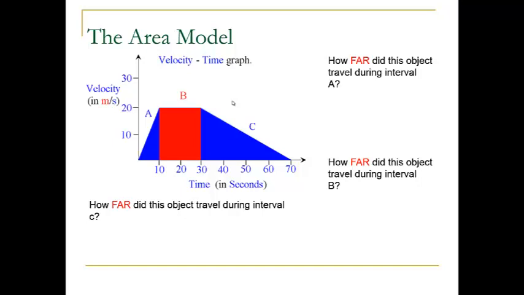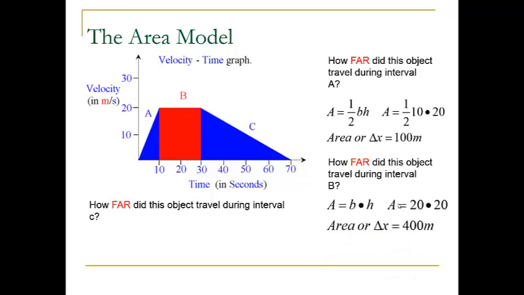So far is a distance. I want a unit of meters. So if I look at how far I traveled during A, okay, I'm looking for my distance or my displacement, so I'm going to find the area of A. So A is a triangle, so I'm going to do 1/2 base times height. So 1/2 times 10 times 20 is going to give me 100. Okay, if I want to know how far I traveled during B, now I have a square, so it's base times height. 20 times 20 is going to give me 400. And then I could do the same thing for C. 1/2 base times height, okay, which is going to give me 400.